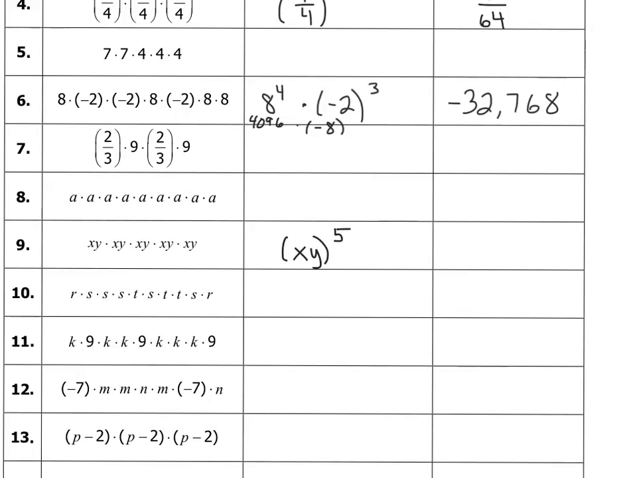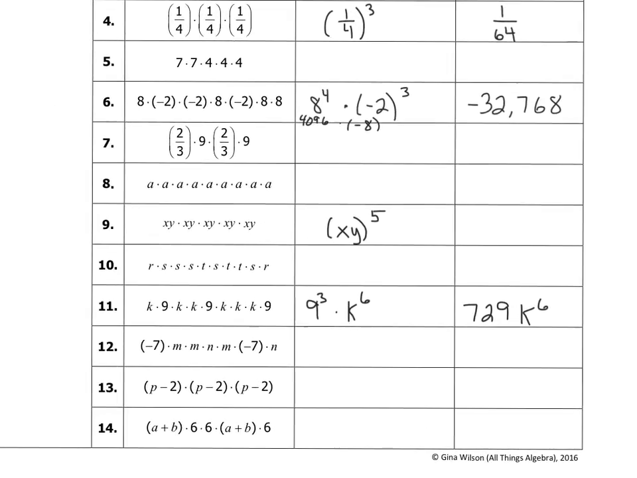If you go down to number 11, just looking at that, you can see that 9 is being used as a factor 3 times, and we have k being used as a factor 6 times. On this one, we can evaluate 9 to the third power, so 9 times 9 times 9, which would give us 729, but since we don't know what k is, we would write this as 729k to the sixth. All right, so those are your examples.